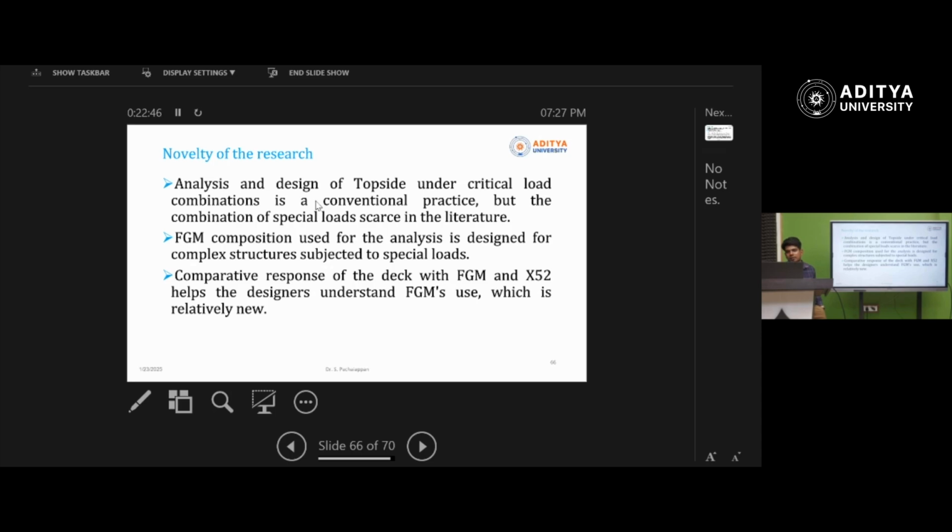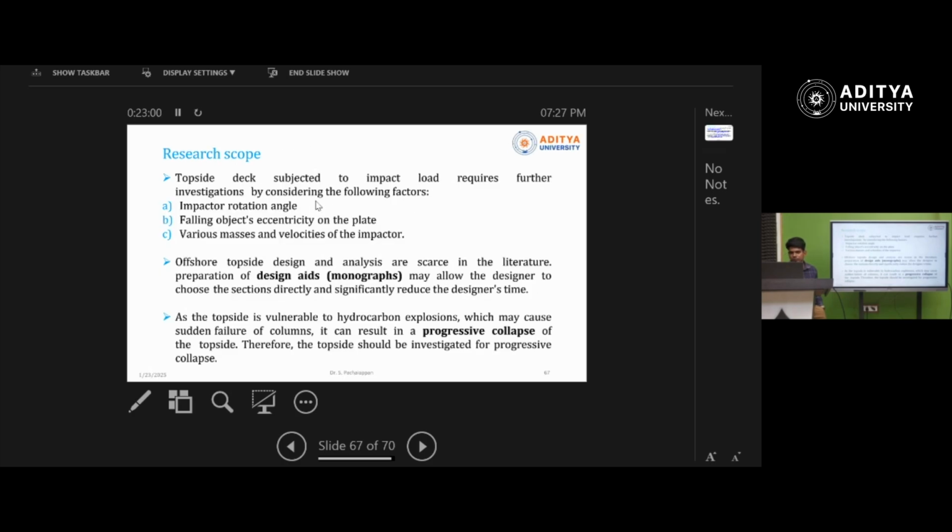And then another thing is the designers. It is going to help the designers easily understand the behavior of the FGM, and they can easily use it in the design. So these are the research scopes which will be the take home.